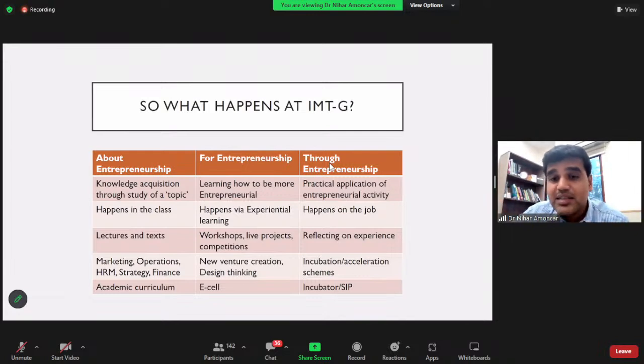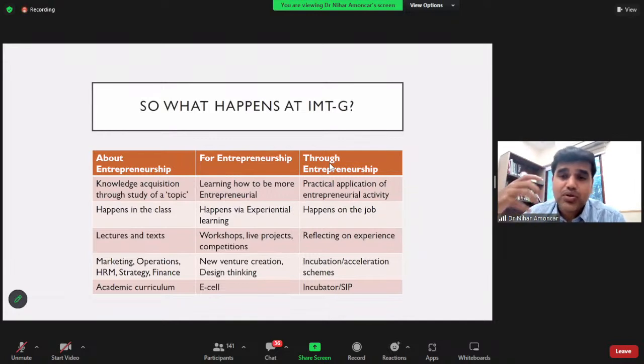And the last part is through entrepreneurship. That means the focus is on practical application of entrepreneurial activity. That means you can join the incubation center here at IMT Ghaziabad, which will have tons of events happening throughout the year. There will be VC-led events. There will be mentoring sessions, a lot of those things.